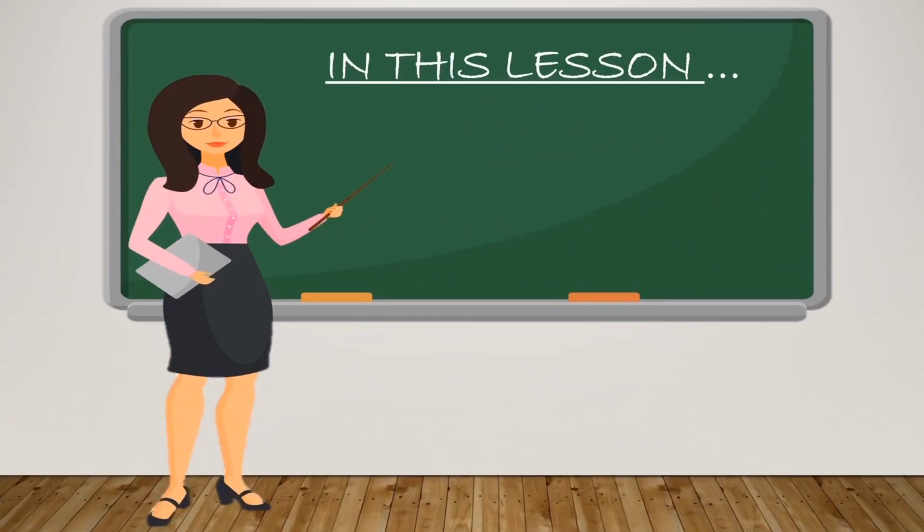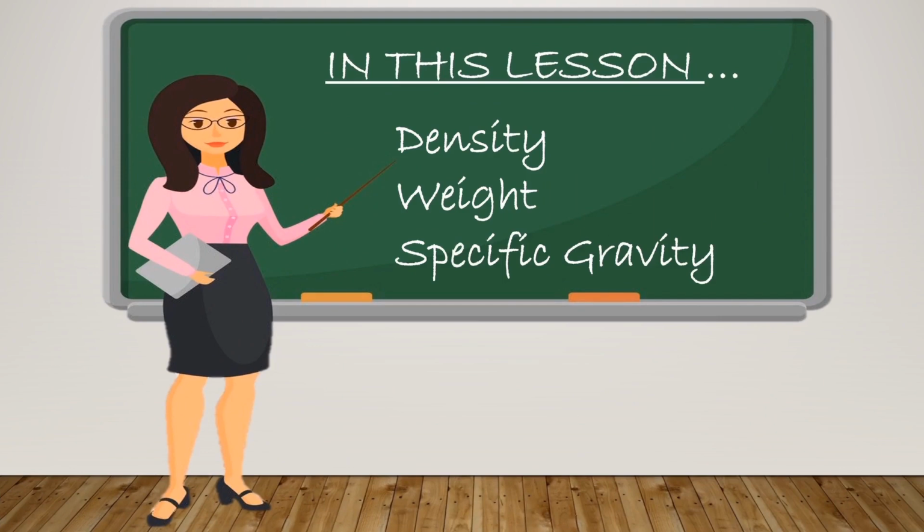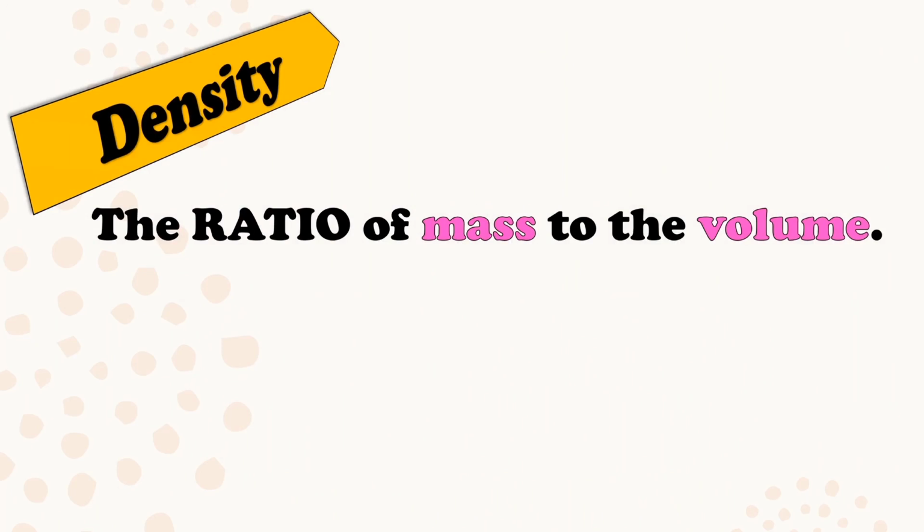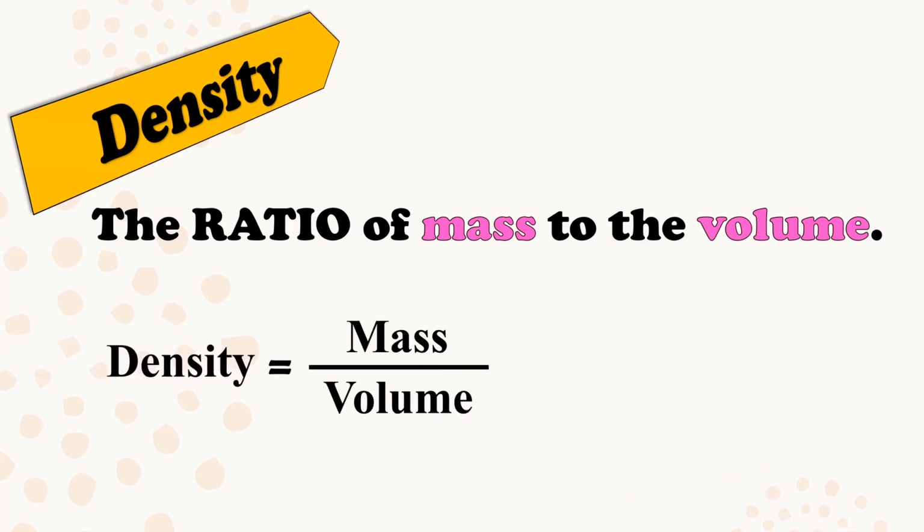In this lesson we are going to talk about density, weight and specific gravity. So what is density? Well, density is a physical property that is the comparison of the mass to the volume, and a comparison is just a ratio. So it's really just a division problem. And density is equal to mass divided by its volume, which gives us gram per ml or kg per liter. So we need to know what mass and volume are.